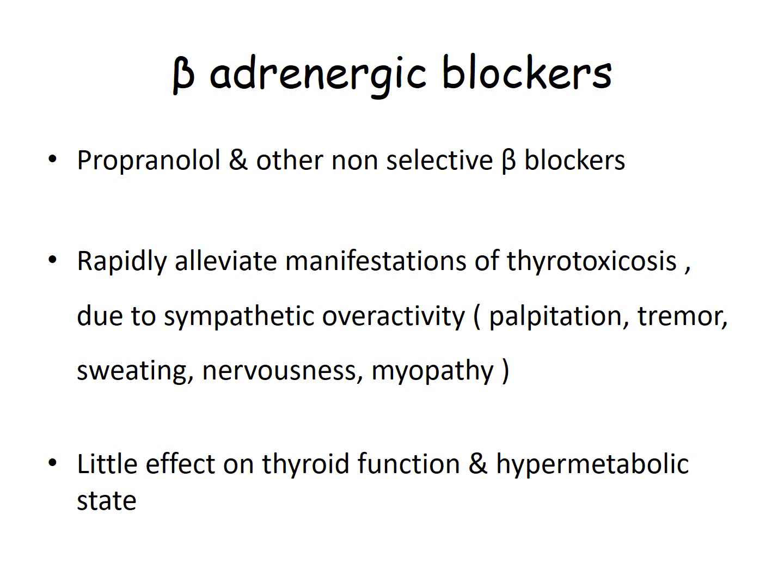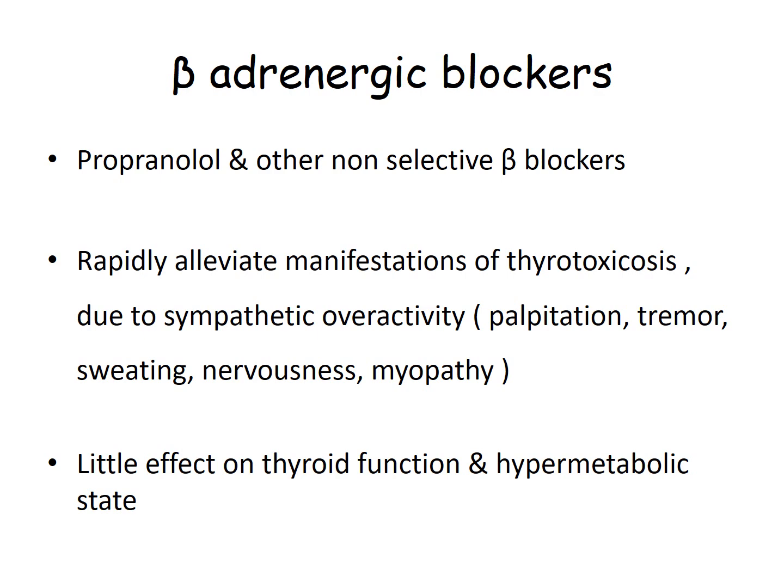They rapidly alleviate the manifestations of thyrotoxicosis due to sympathetic overactivity. So as I told, when there is a high amount of thyroid hormones, it can lead to overactivity of our sympathetic system, like palpitation, tremor, sweating, nervousness, myopathy, tachycardia. So all these features will be there when the patient has hyperthyroidism or thyrotoxicosis. These beta blockers help to relieve that sympathetic mediated overactivity. When we block this sympathetic activity, there is no palpitation, tremor, or sweating.